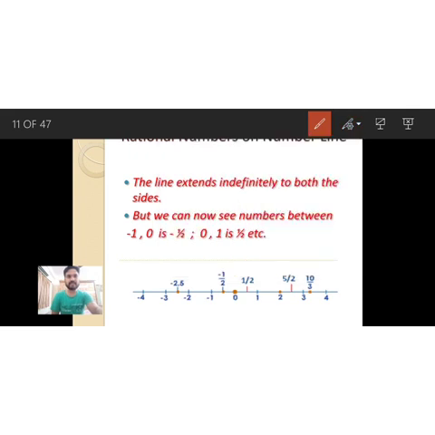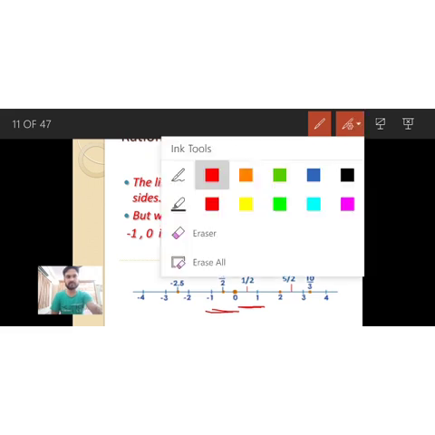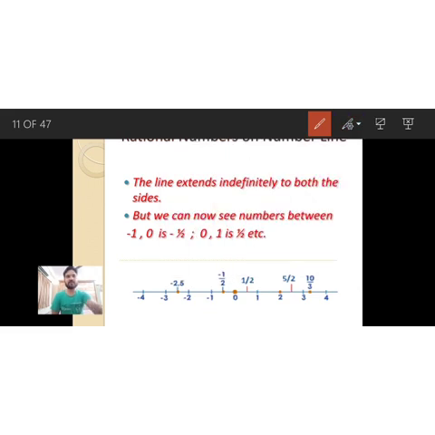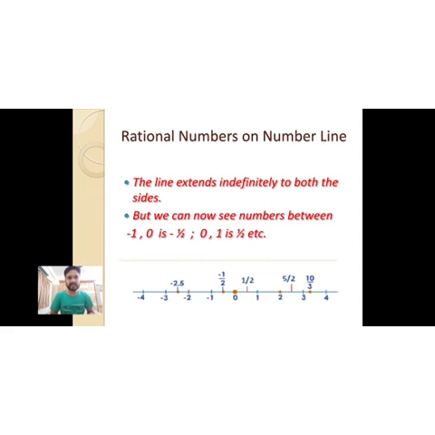In the same way, between 0 and 1 it is 1 by 2, and between minus 1 and 0 it is the same 1 by 2 but the sign is changed. So between minus 1 and 0 we have the value minus 1 upon 2. We can use this number line to represent any rational number.